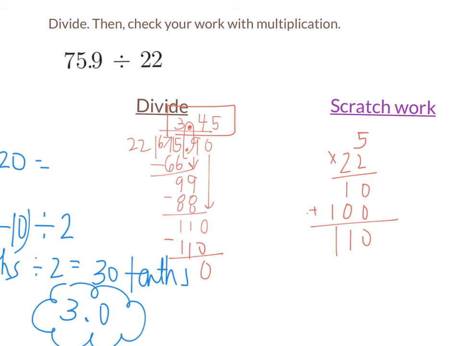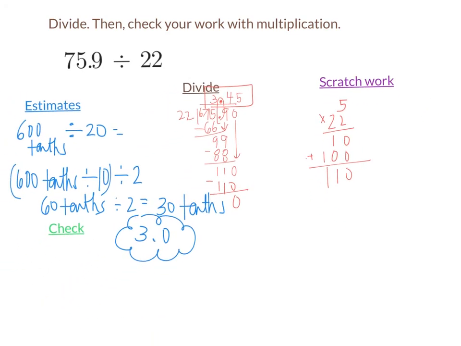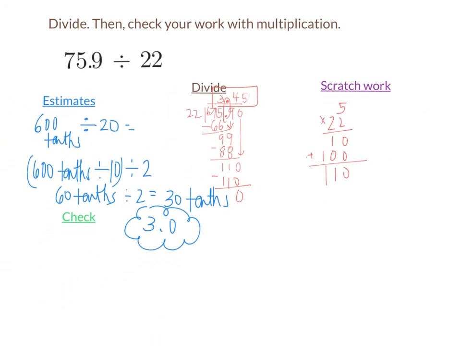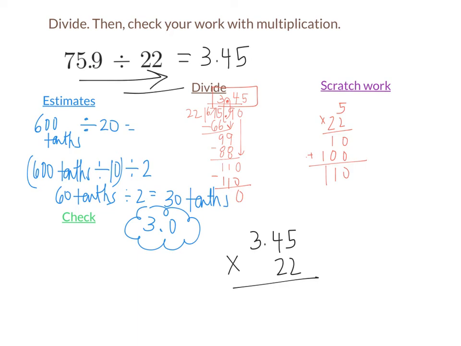Now, let's take a look at our estimate. What was our estimate again? 3.0. Is 3.45 pretty close to 3.0? Yeah. Very good. Before I can write my final answer, I need to check, right? What do I do to check my work? I have to take my quotient, which is 3.45, and multiply that by my divisor, which is 22. I divide this way, which means I would multiply this way. So is it 3.45 times 22?